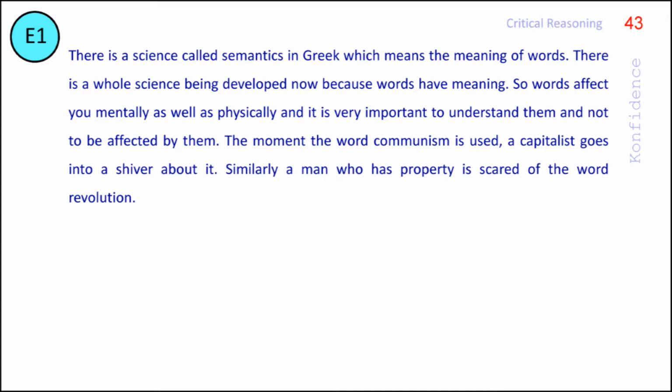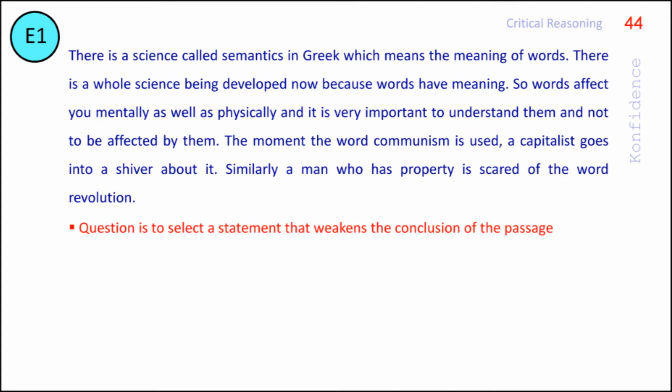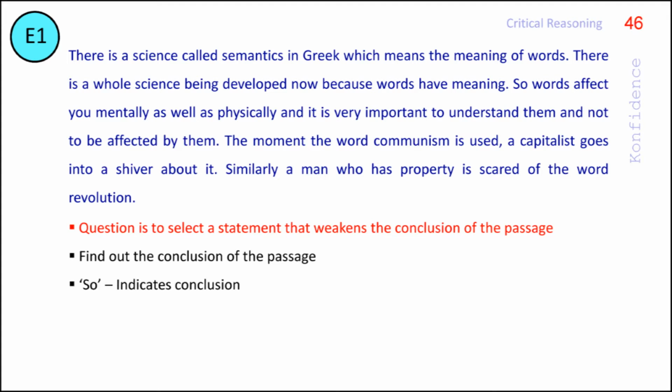Now, what is the question to be answered? The question asks us to select a statement that weakens the conclusion of the passage. So, first of all, we have to find out the conclusion of the passage. Earlier, we discussed some words that indicate a conclusion. One such word is so.